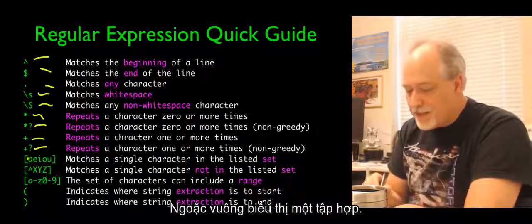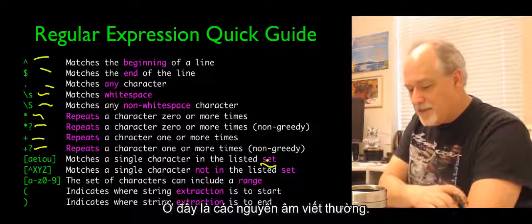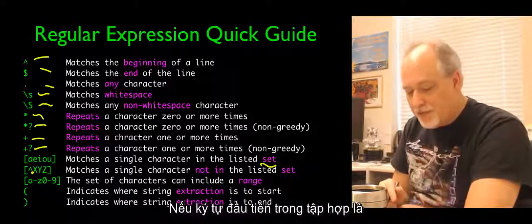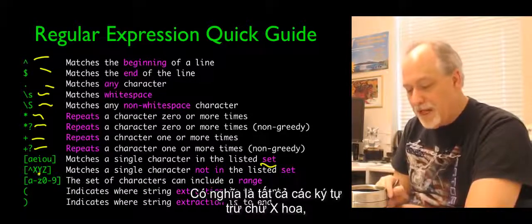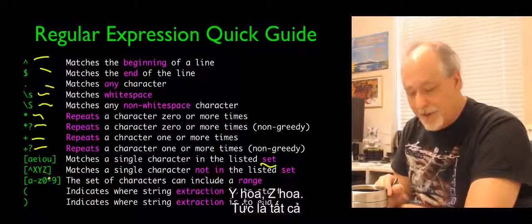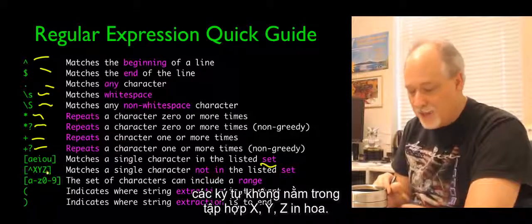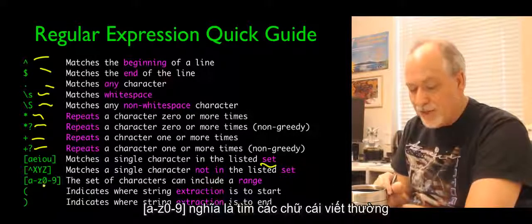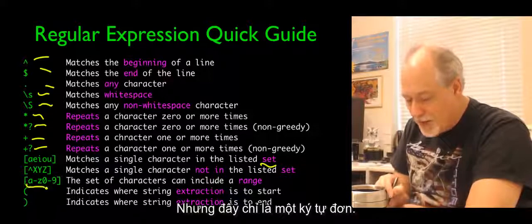When you have bracket syntax, it's a set. It's a single character that's in the listed set. So that's lowercase vowels. You can also have, if the first character of this is a caret, that flips it, so that means everything except capital X, capital Y, capital Z. So it's everything that's not in the set. And then you can also put dashes in to represent ranges. Bracket a through z and 0 through 9 in lowercase letters and digits will match. But again, this is a single character.